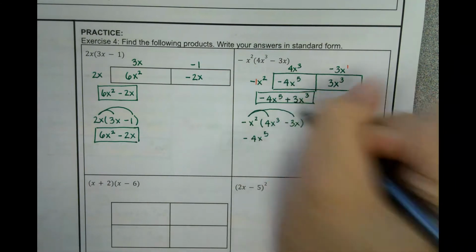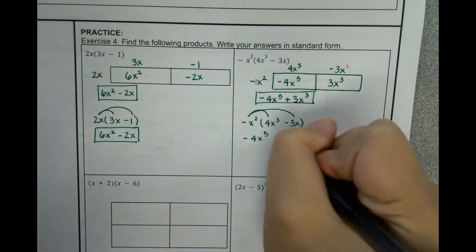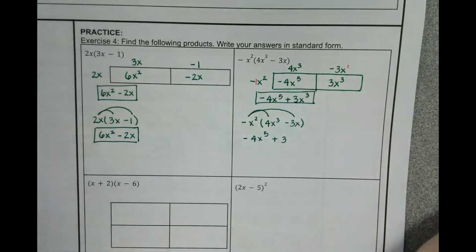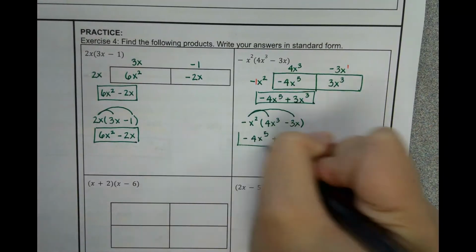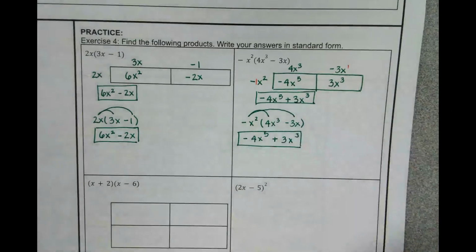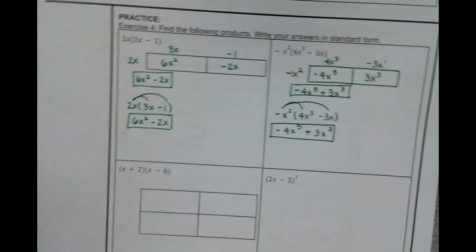Negative x squared times negative 3x. So negative times a negative is a positive 3. Right? X squared times x to the power of 1 is x to the third. And note, we still get the same answer. Okay, so it's up to you which one you prefer. Right? So let's try another one.